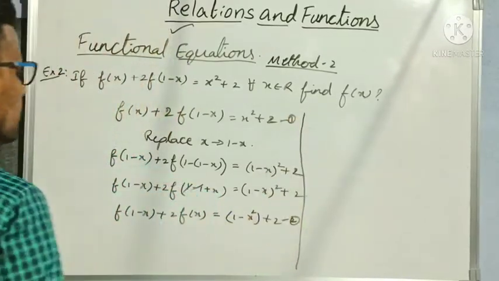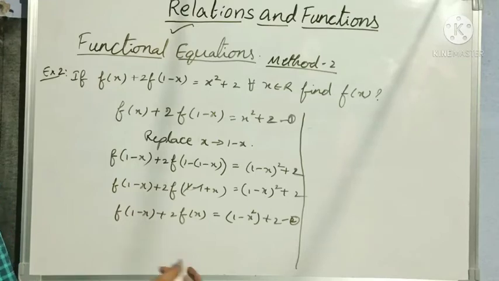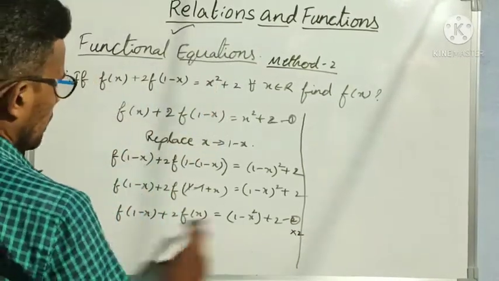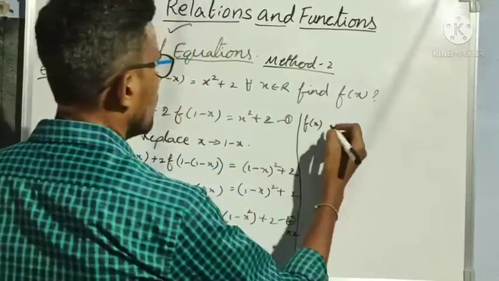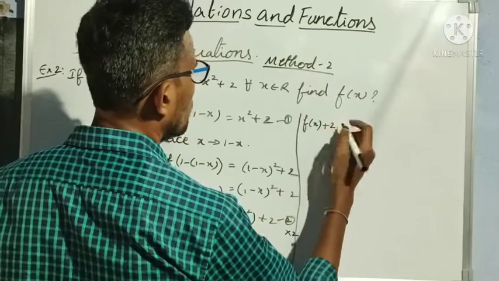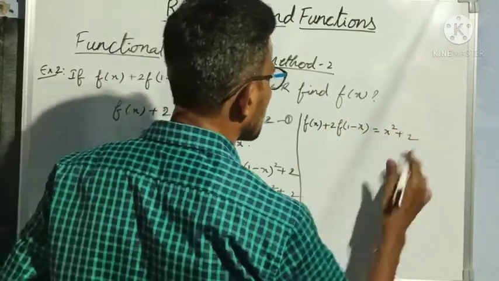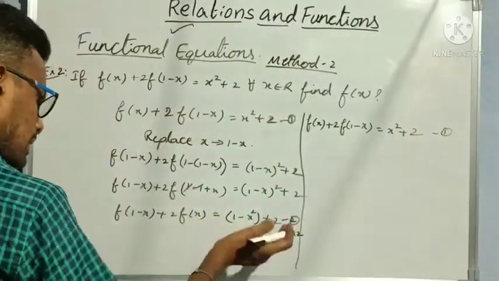So I will eliminate f of 1 minus x here. For that sake, I will multiply equation 2 by 2, so that here also I will get 2 into f of 1 minus x. So the first equation I am writing like that only, f of x plus 2 into f of 1 minus x is equal to x square plus 2. This is the first equation.